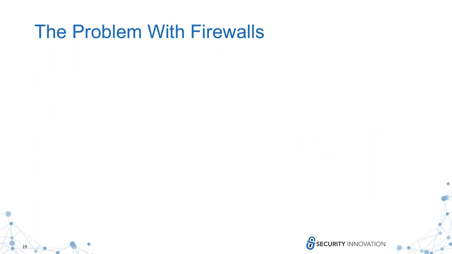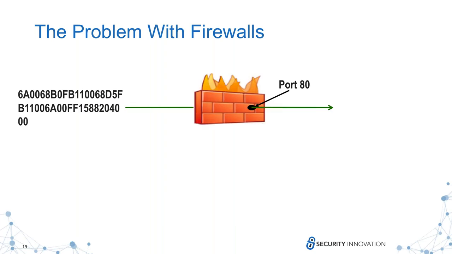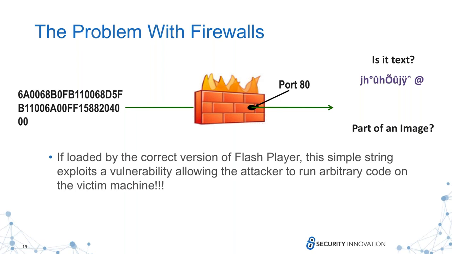So let's visualize how some data goes through a firewall. This piece of hexadecimal data is allowed through the firewall on port 80. Is it text? If so, what encoding is it? Is it part of an image, a PNG, a JPEG? In fact, this data, when loaded in a certain version of Flash, exploited a buffer overflow and allowed arbitrary code execution of the attacker's choosing. So this attack string, unless recognized, just goes right through.